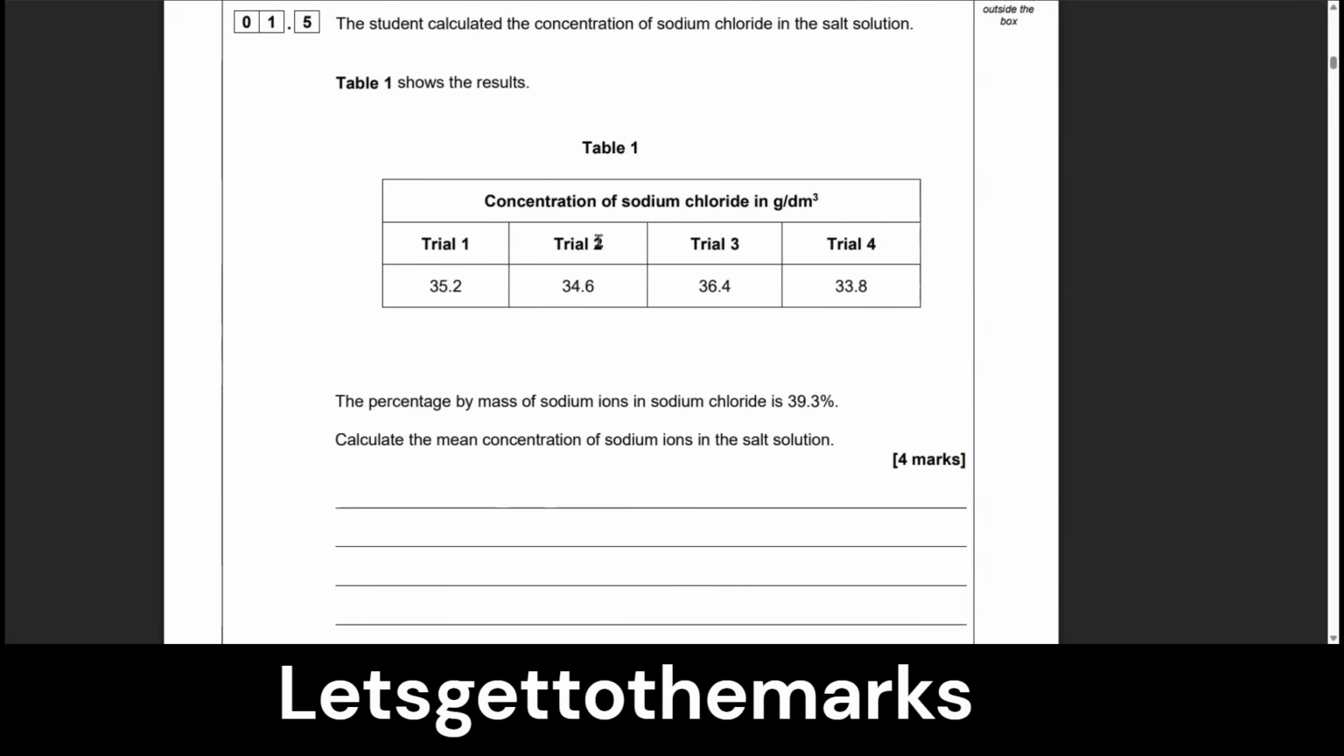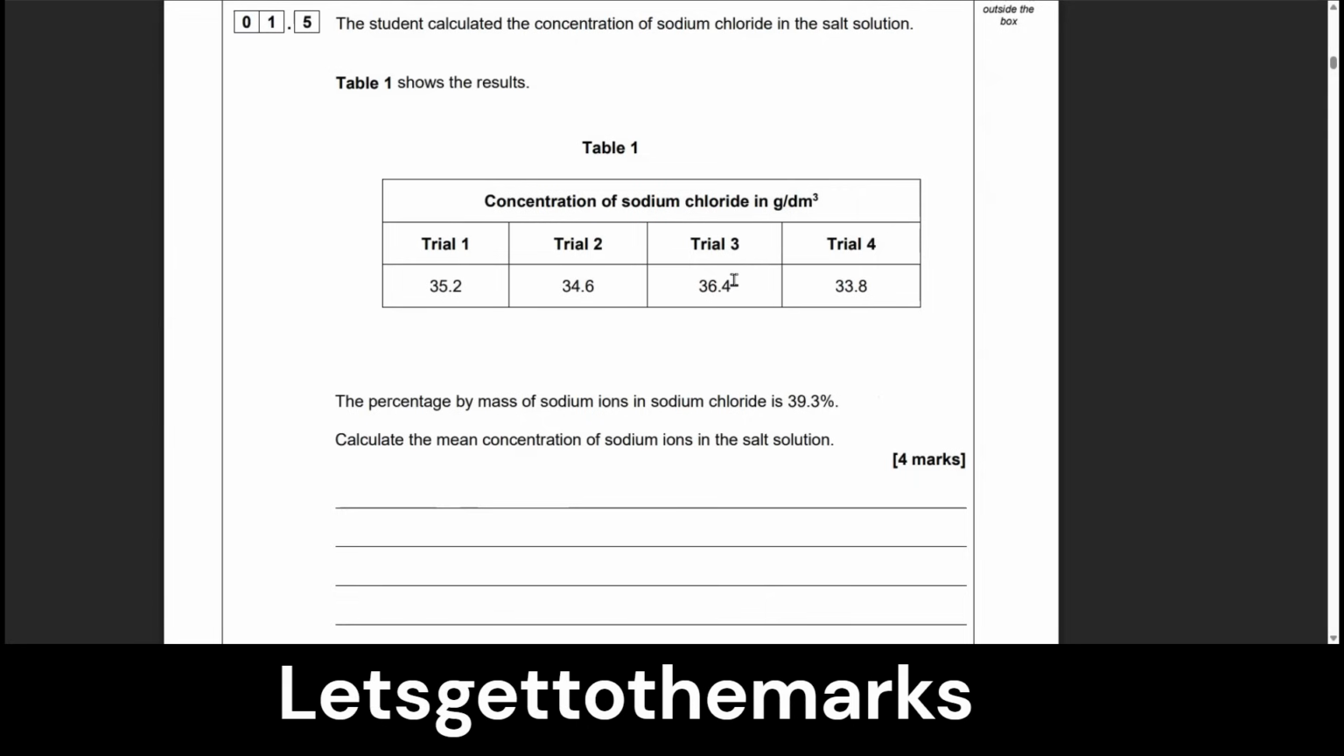Trial 1, 35.2, trial 2, 34.6, trial 3, 36.4, trial 4, 33.8. The percentage by mass of sodium ions in the sodium chloride is 39.3%. Calculate the mean concentration of sodium ions in the salt solution. So we've been told the amount of sodium ions in the sodium chloride is 39.3%. Calculate the mean concentration of sodium ions in the salt solution.